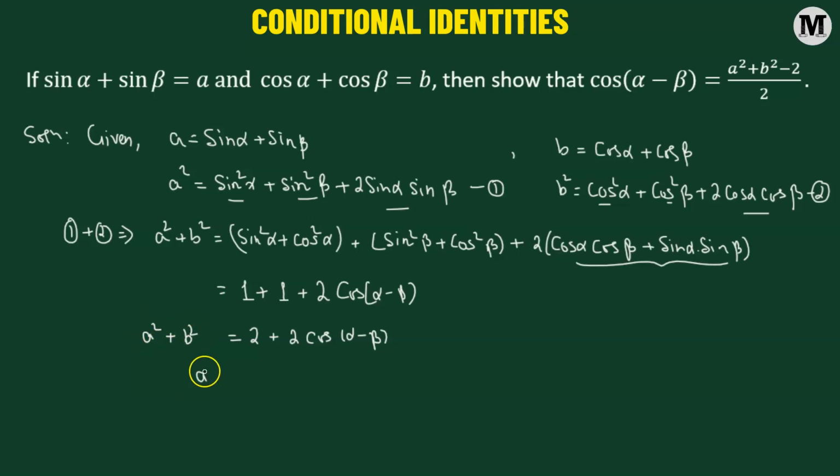So let's rewrite them. Now we'll take A squared plus B squared and transpose this 2 to the left hand side, and then divide by 2. And this will become equal to cosine of alpha minus beta. So we have successfully proved the problem.